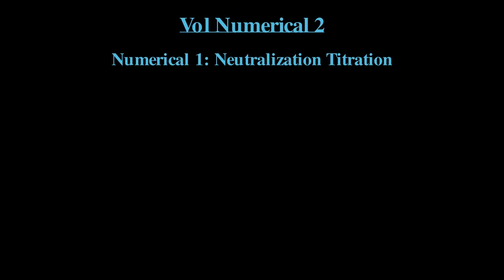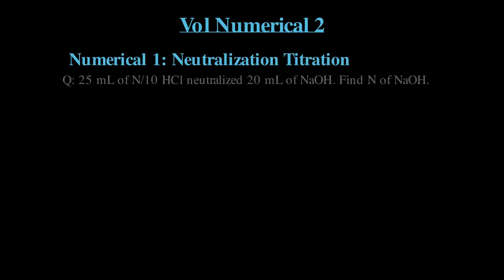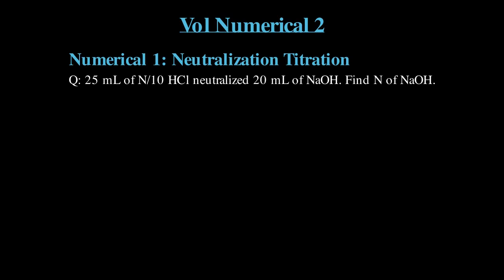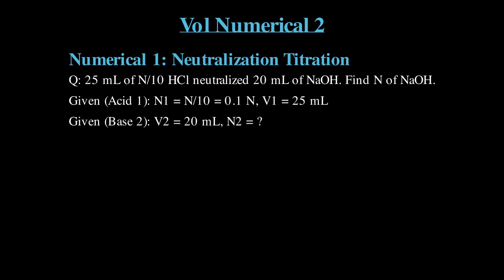NEB students, let's solve our first numerical on volumetric analysis. The question states that 25 milliliters of N/10 HCl completely neutralized 20 milliliters of NaOH solution, and we need to find the normality of the NaOH. First, let's list our knowns for the acid, which we'll call solution 1. The normality, N1, is N/10, which equals 0.1 N. The volume, V1, is 25 milliliters. For the base, solution 2, the volume V2 is 20 milliliters, and the normality, N2, is what we need to find.